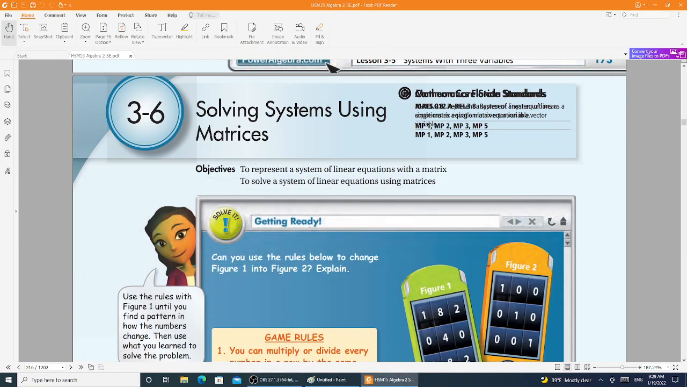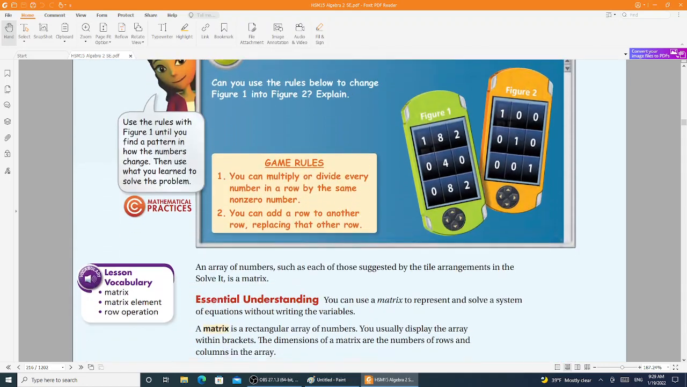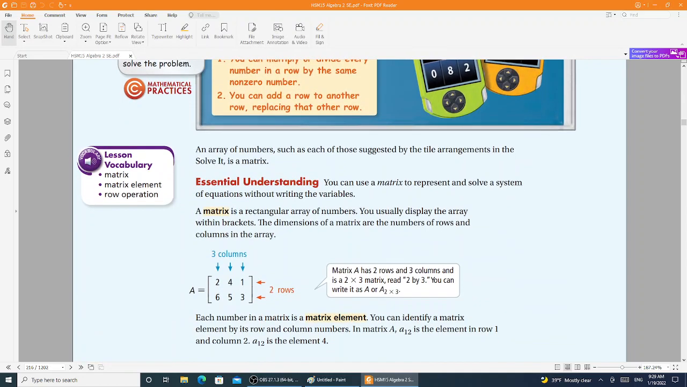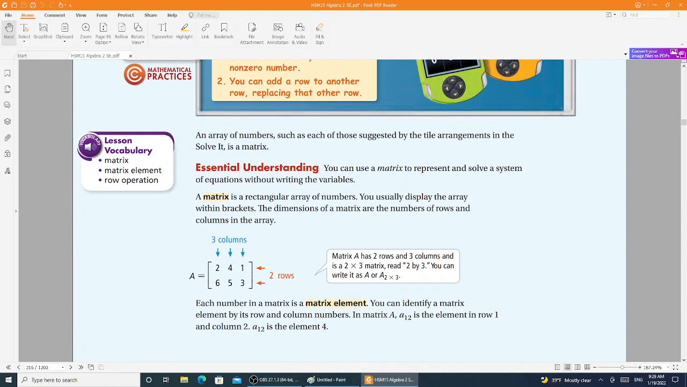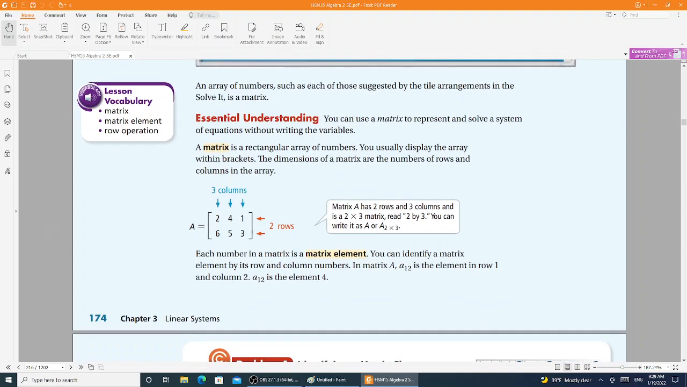Hello. In this video, we will talk about solving systems using matrices. You can use a matrix to represent and solve a system of equations without writing the variables. So first, what do we mean by a matrix?